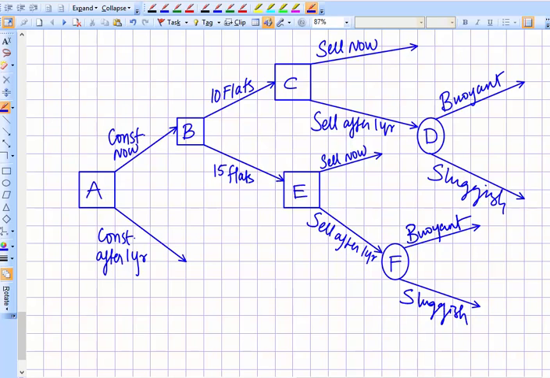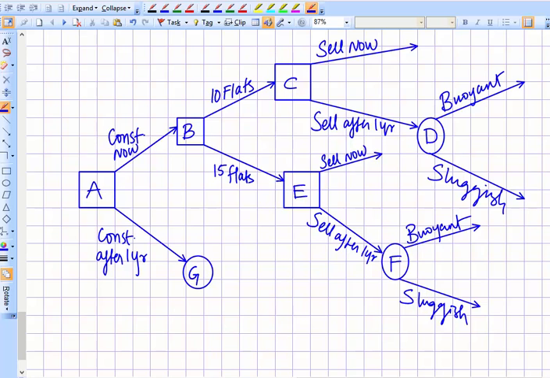Okay, so this is what is going to happen if you are going to construct now. What will happen if you are going to construct after 1 year? Do you have a choice? Do you have a choice with respect to 10 and 15 flats? Yes, you have a choice, but within the constraint. What is the constraint? After 1 year, the market can be buoyant or it can be sluggish. It means if you're going to construct after 1 year, immediately you encounter the chance node. So I'll call it as chance node G. And what this chance node says is you will either land in buoyant market or you will land in sluggish market.